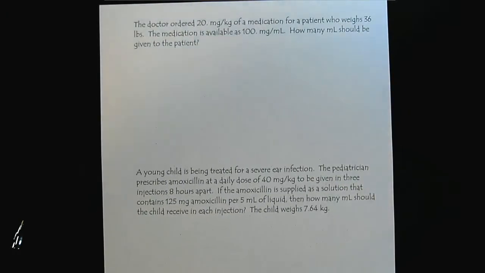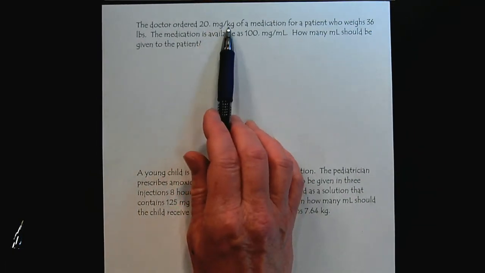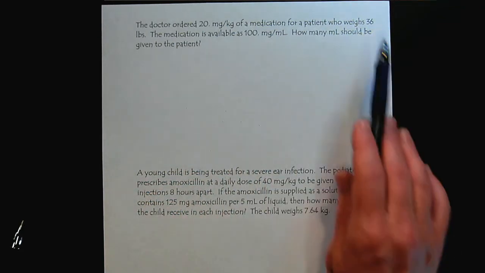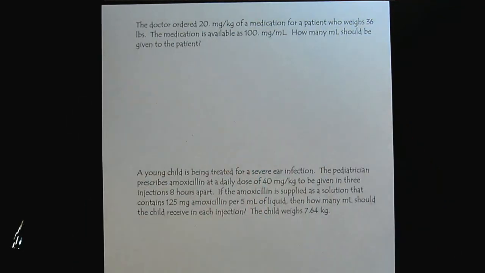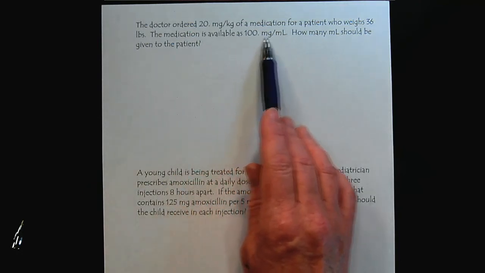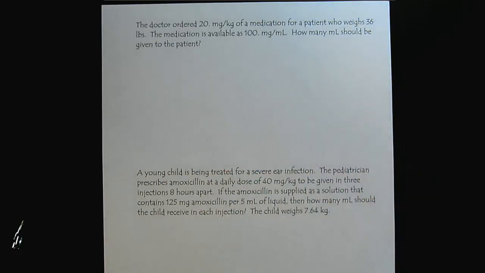All righty. So for this question, the doctor ordered 20 milligrams per kilogram of medication for a patient that weighs 36 pounds. And the medication is available at 100 milligrams per milliliter. How many milliliters should we give the patient?